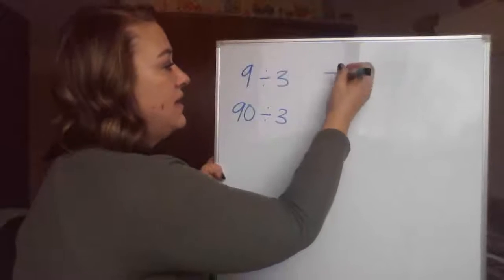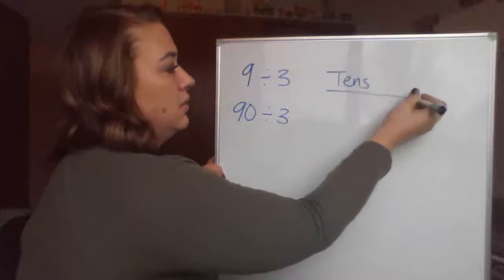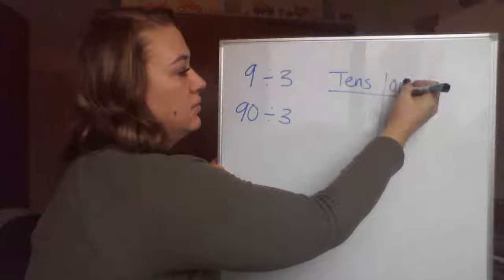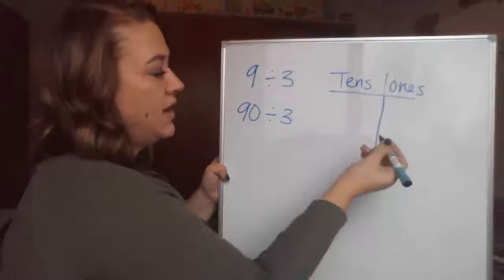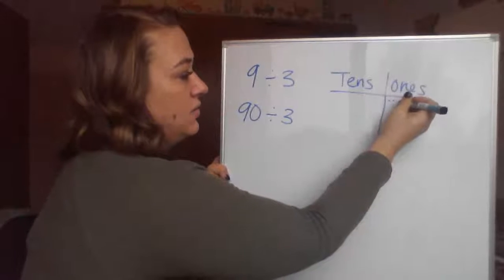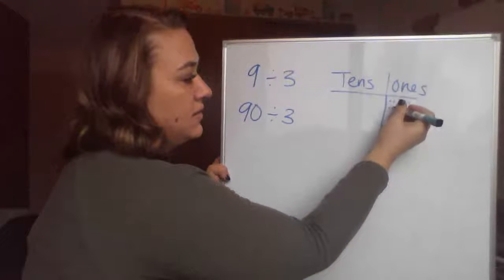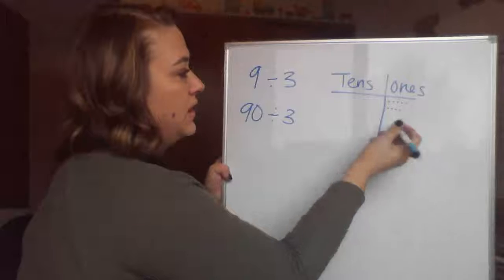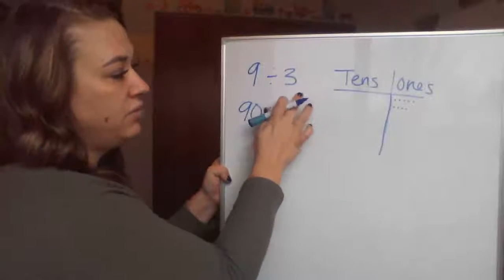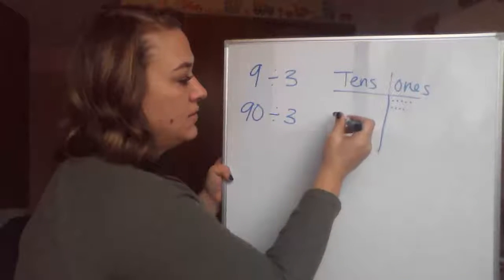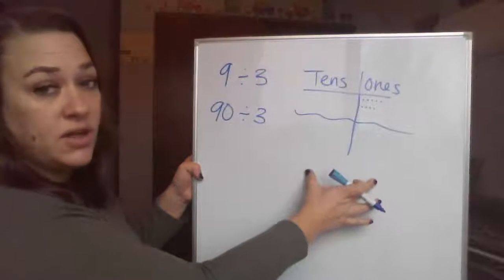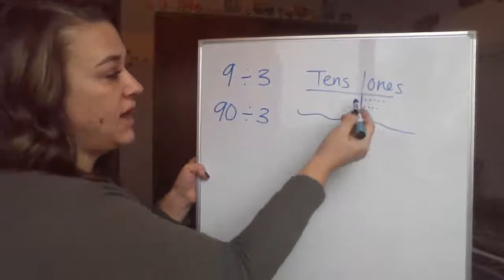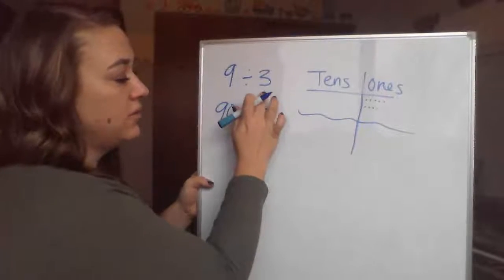That's the thought process I want you to use with dividing. So I have tens and ones. Okay, so I'm going to show what I'm starting with. I have 9. So there's 1, 2, 3, 4, 5, 6, 7, 8, 9. I'm breaking them into groups of 3. So I'm going to draw my division line, and down here is going to show you how many groups I was able to make.